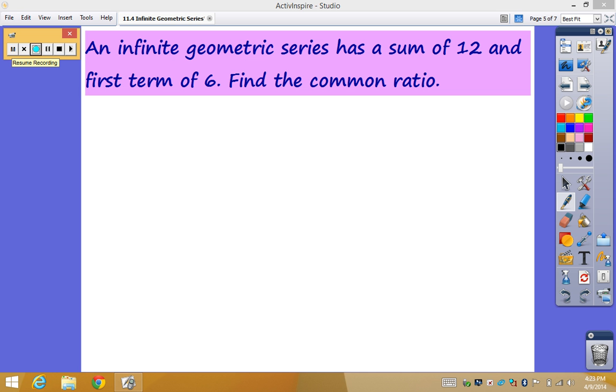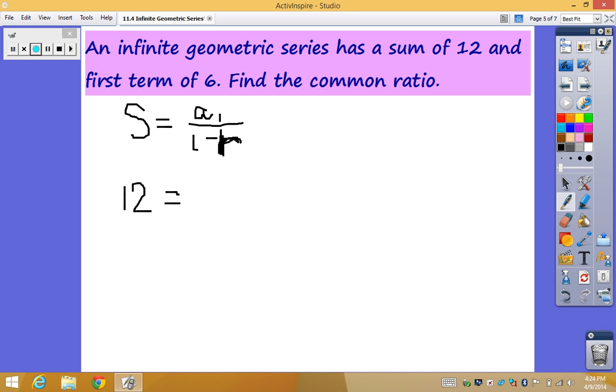The next example says that we have an infinite geometric series with a sum of 12 and the first term of 6, and it's asking us to find the common ratio. So this is just working backwards. We're going to use algebra to do that, and we all know how. So we have our formula s equals a1 over 1 minus r. They give us the sum, which is 12. They give us the first term 6, and we have to find r.